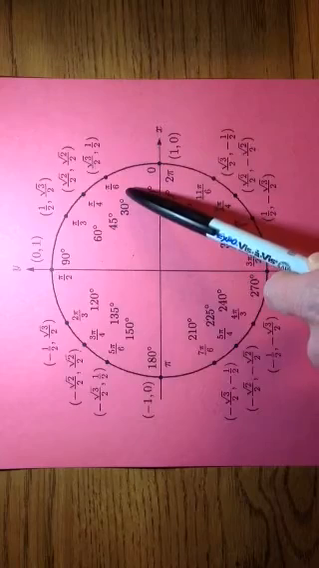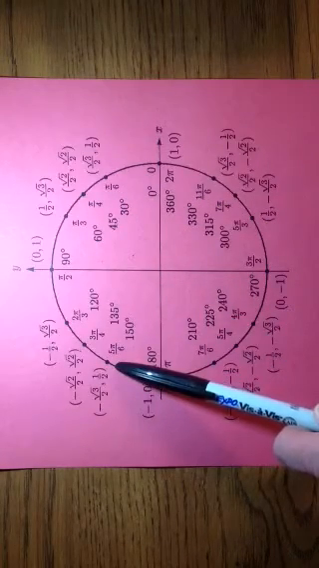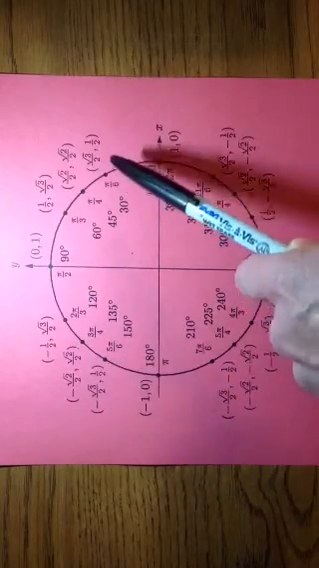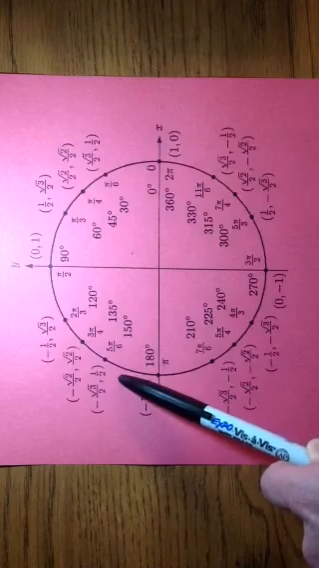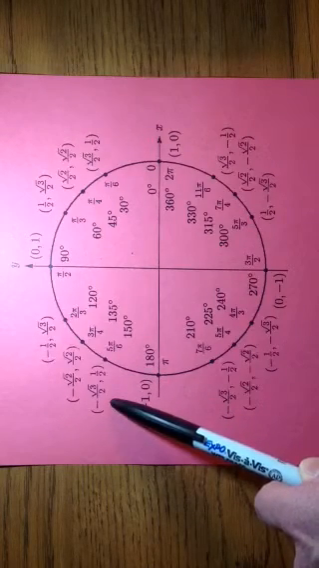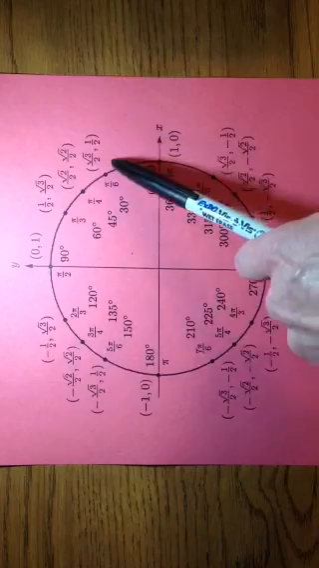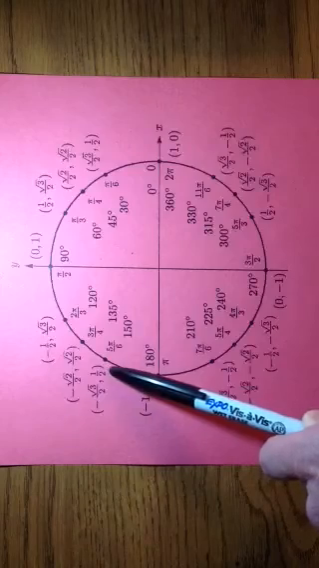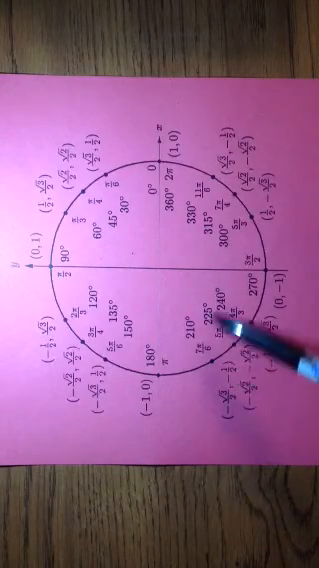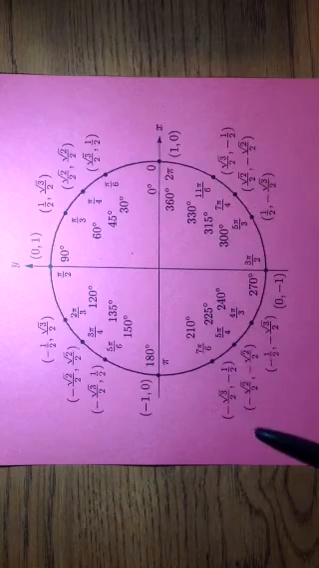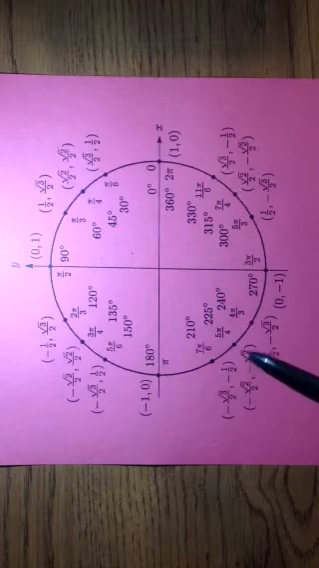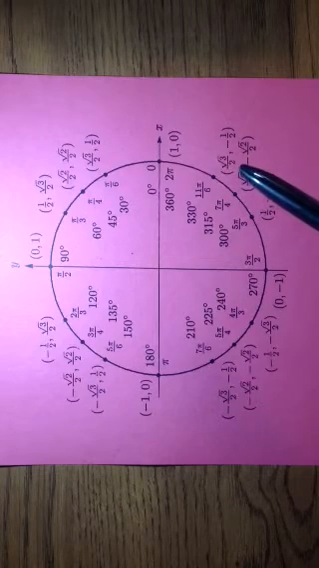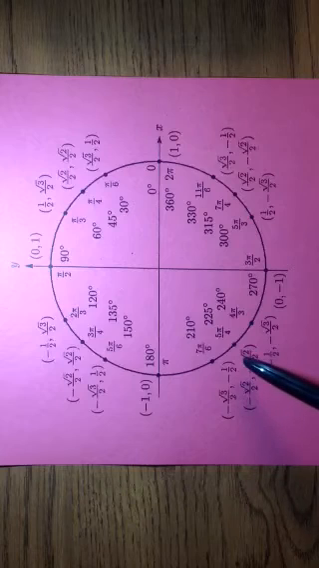Because the pi over 6 position is symmetric with the 5 pi over 6 position, and the only difference between the quadrant 1 ordered pair and the quadrant 2 ordered pair is that the x coordinate's going to be negative here, and it's positive in quadrant 1. In both quadrant 1 and 2, y's are positive. Well, if you look at the 7 pi over 6 and 11 pi over 6, do you notice that the y coordinate of that ordered pair is negative? In 4, x is still positive, but in 3, both x and y are negative.